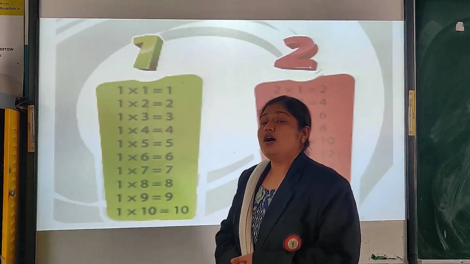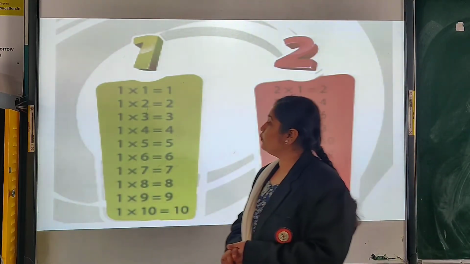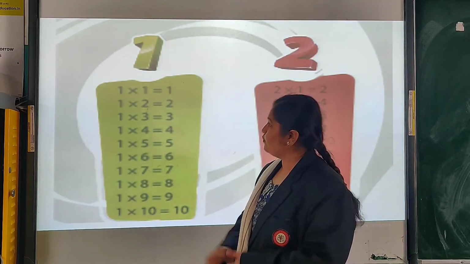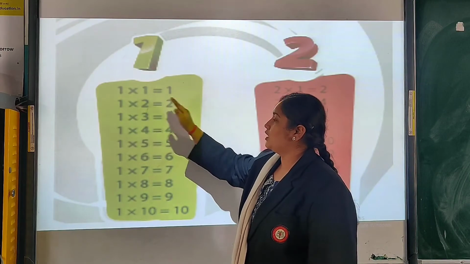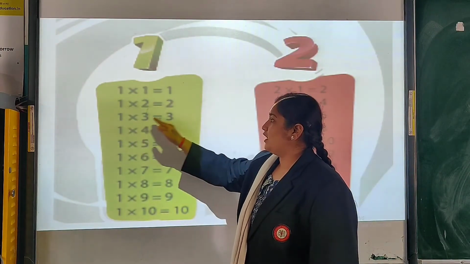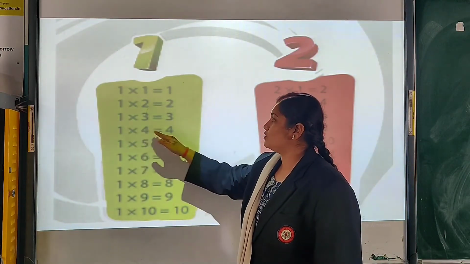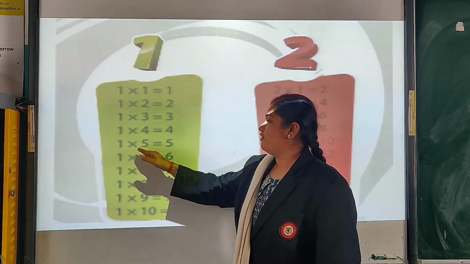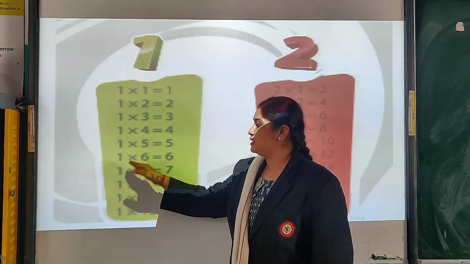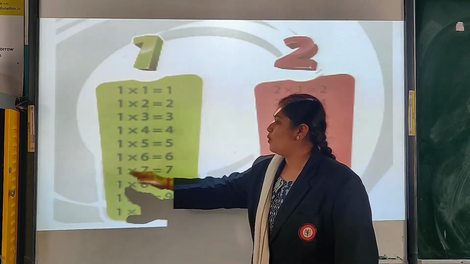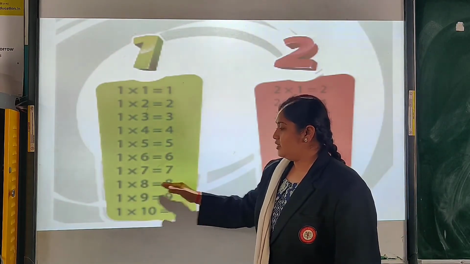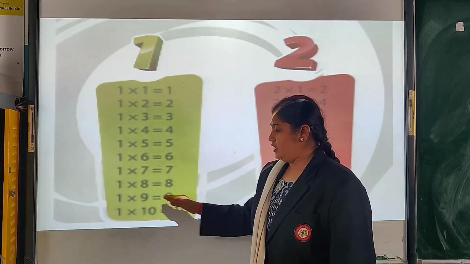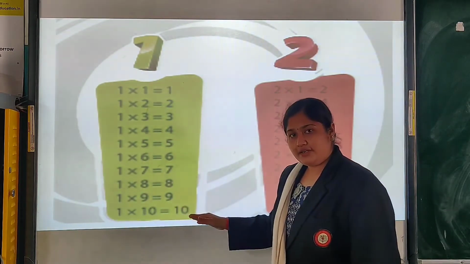Okay, so again, you have to read out along with me. 1 1s are 1, 1 2s are 2. 1 3s are 3, 1 4s are 4, 1 5s are 5, 1 6s are 6, 1 7s are 7, 1 8s are 8, 1 9s are 9, 1 10s are 10.